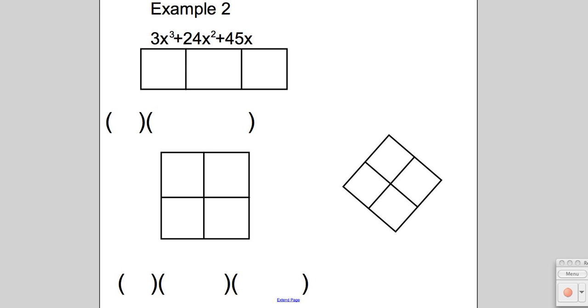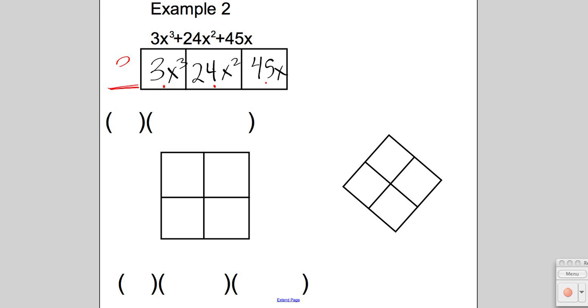So again, we start with a 3 square box because we're looking for a common factor. I'm going to put my three terms in here, 24x squared and 45x. Clean that up a little bit so it's easier to read. So we are now looking for that first step where we're going to find one number. That number is going to go here. That goes into all three of these terms. All three of those can be had with this one number.